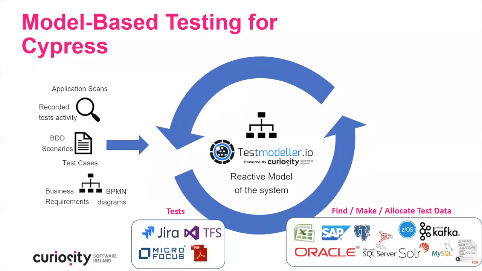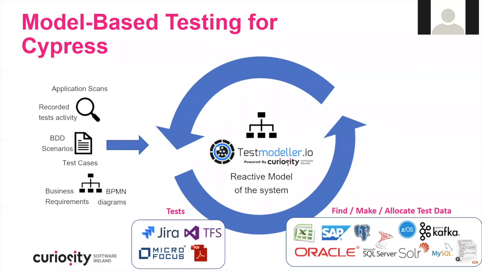Now, the other piece here is test data. As we said at the beginning, as you go through and start automating, you find that test data is a big challenge. You need to have the right data in the right place at the right time to support your automation as it runs, okay?